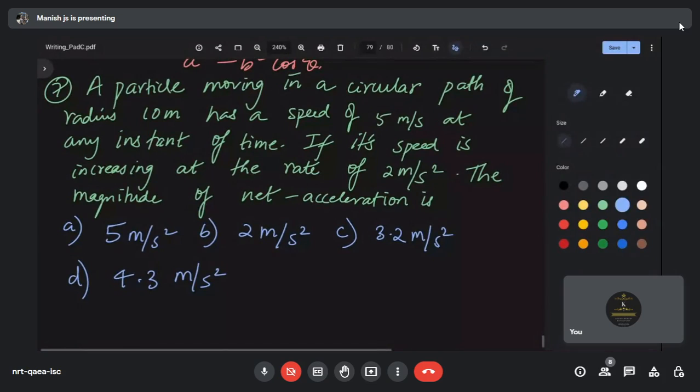Yes, try பண்ணுங்க. Here, a particle is moving in a circular path of radius 10 meters. அதுக்கு வந்து at any particular instant the speed of the particle is 5 meters per second. சரிங்களா? If the speed is increasing at the rate of 2 meters per second square, அது ஒரு கண்டிஷன் கொடுத்திருக்காங்க. Then what is the net acceleration அப்படின்னு கேட்குறாங்க. So they're asking you to find out the net acceleration. So try it out.